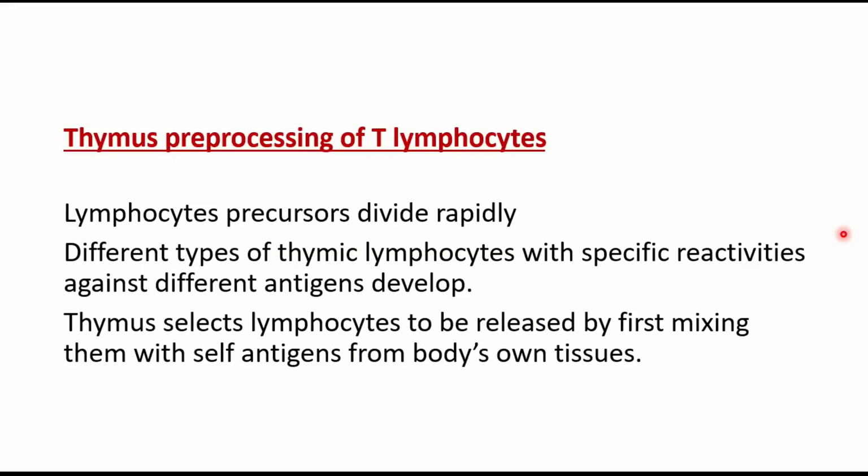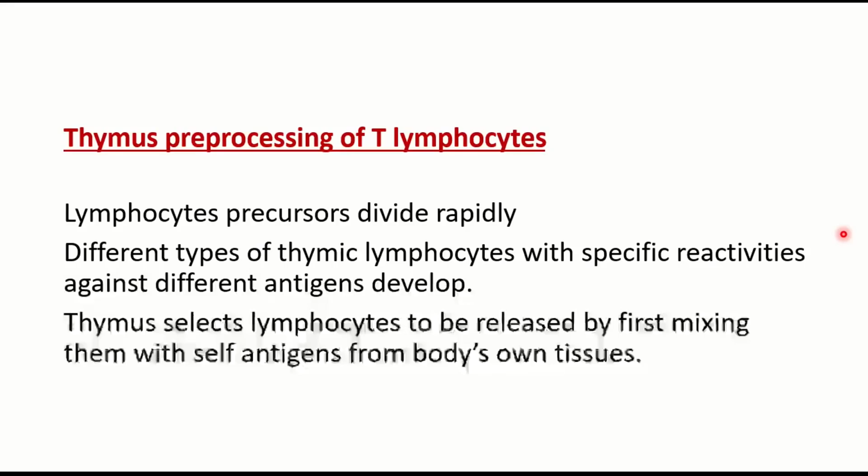Those T lymphocytes released from the bone marrow can be called lymphocyte precursors because they are not matured. These lymphocyte precursors, through the blood circulation, reach the thymus where they divide rapidly. Different types of thymic lymphocytes with specific reactivities against different antigens develop. That is, one lymphocyte develops specific reactivity against one antigen, then the next lymphocyte develops specific reactivity against the next antigen. A single lymphocyte cannot react against two different antigens. One lymphocyte will always be specific to one antigen.